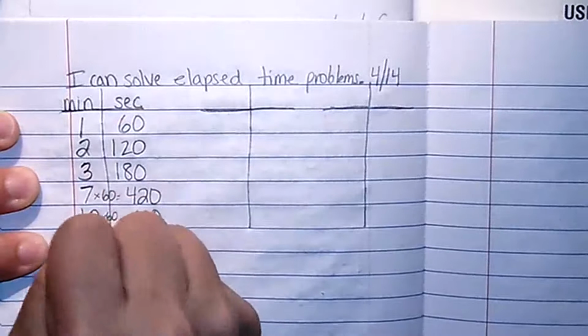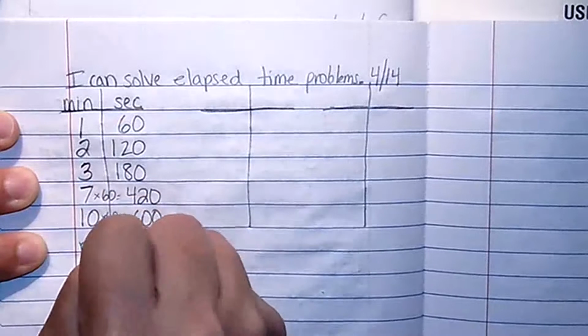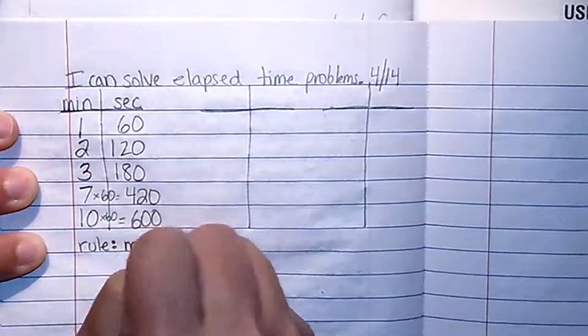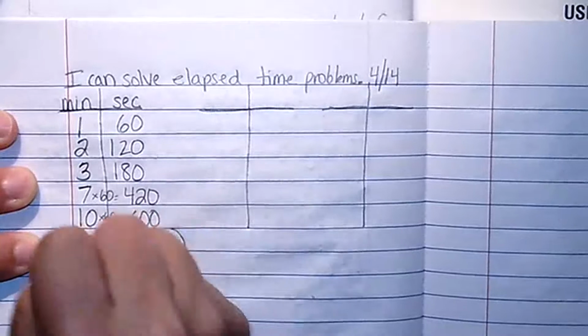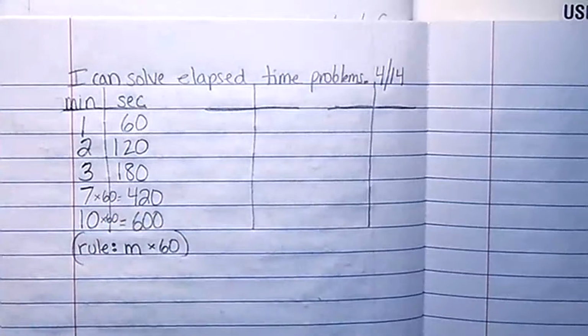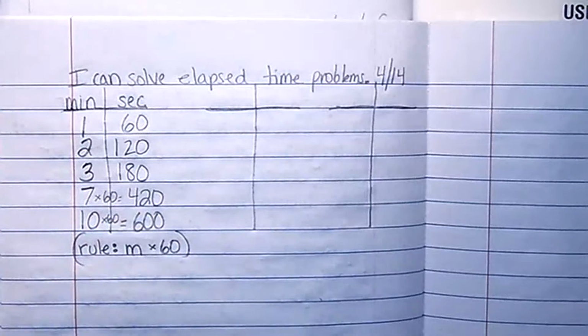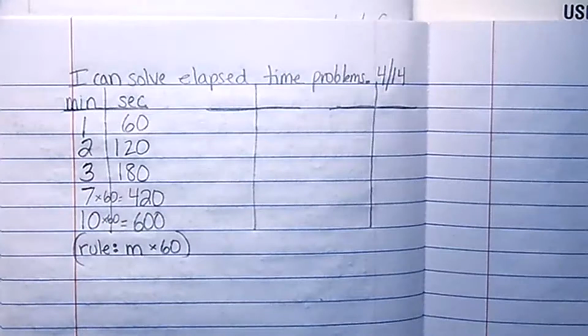So the rule, minutes to seconds, is you take your minutes and you multiply by 60. M times 60. Minutes times 60 will give you your seconds. That may be helpful for you today.